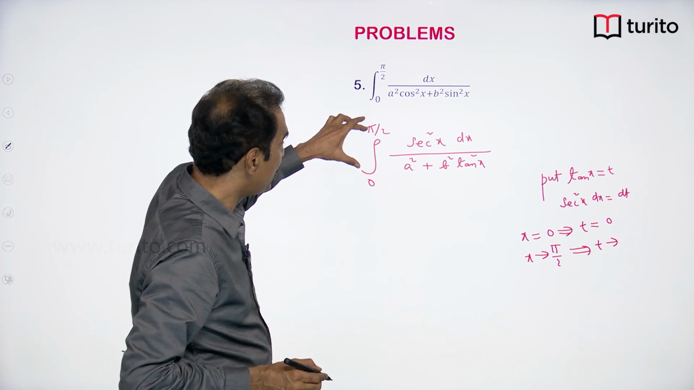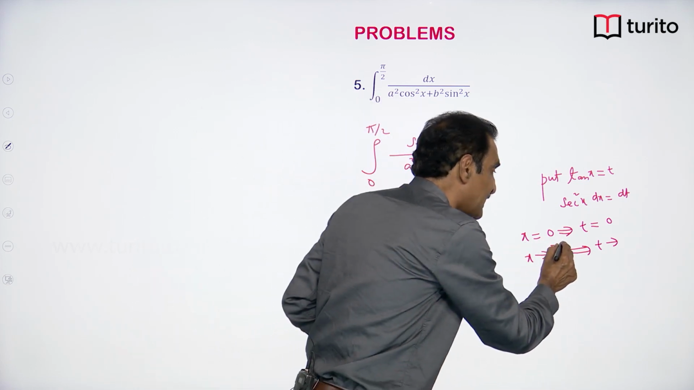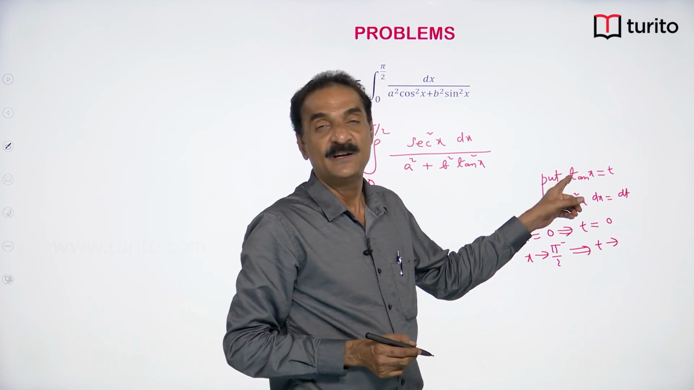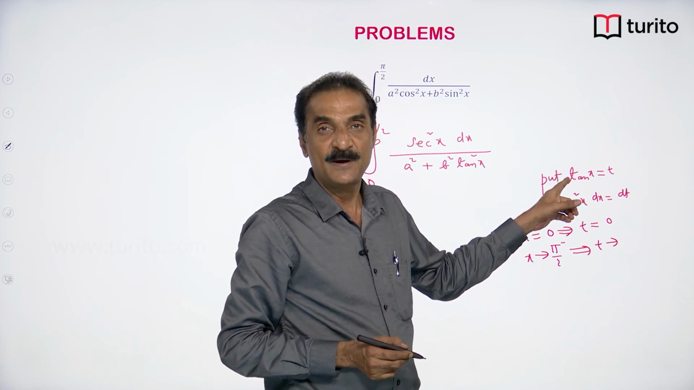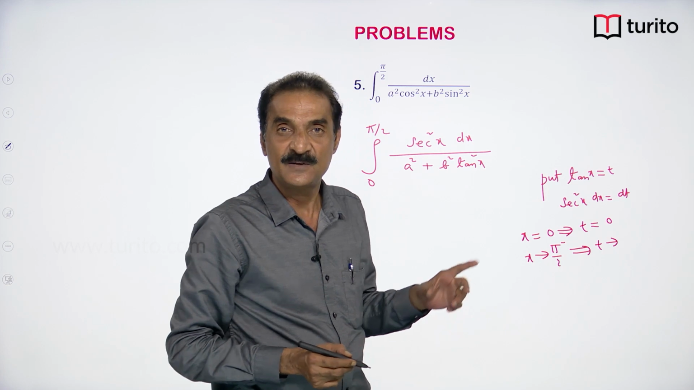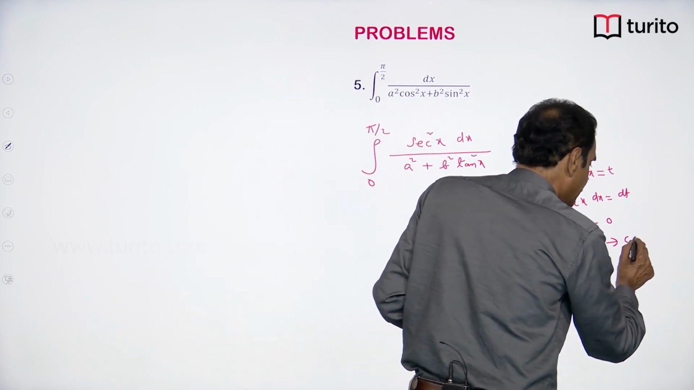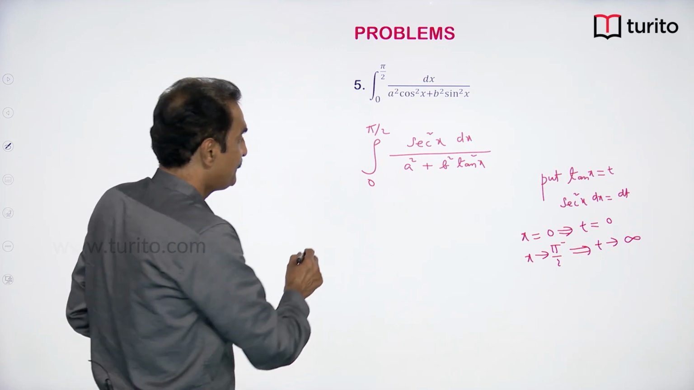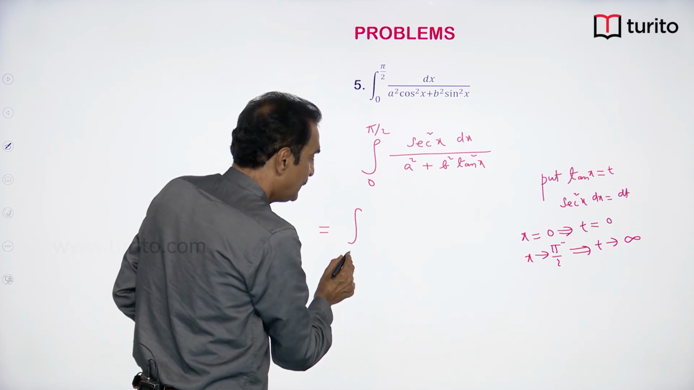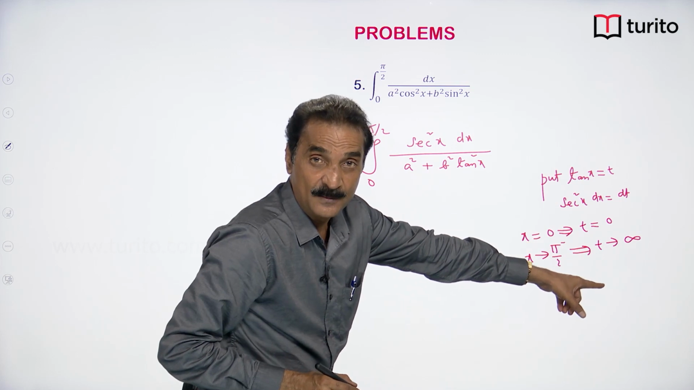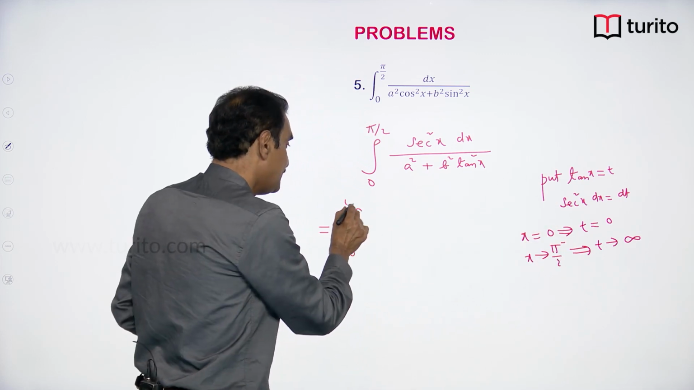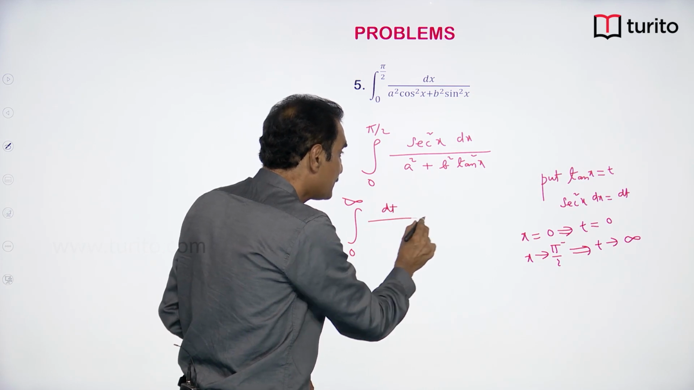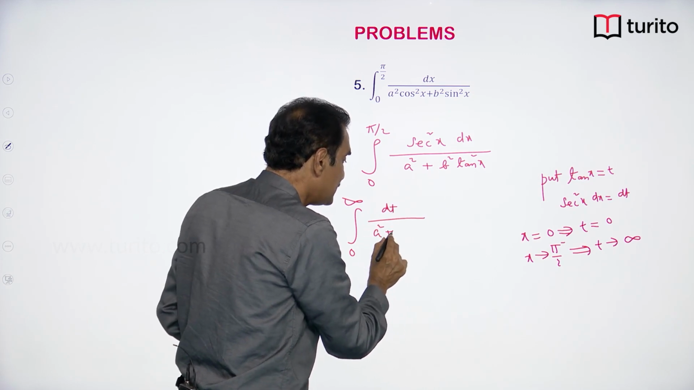But here we have to take x tends to pi by 2 from left side. When x tends to pi by 2 from left side, what is the limit of tan x? You can see from the graph, it is plus infinity. So, lower limit is 0, upper limit is infinity. Integral 0 to infinity dt by a square plus b square t square.